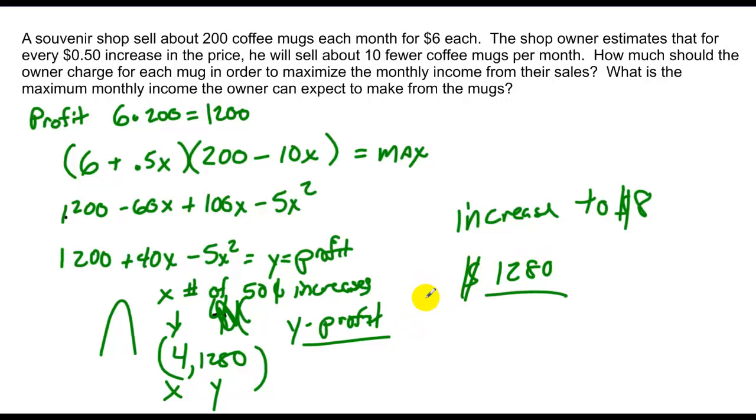To find out the number of cups he sold, all you really have to do is plug 4 into here, because this is the number of cups now. So number of cups is going to equal 200 minus 10 times 4, or he sells a total of 160 cups.